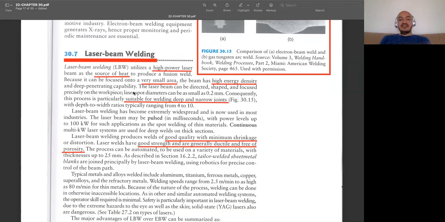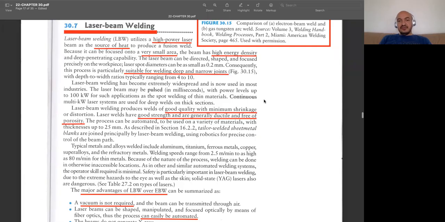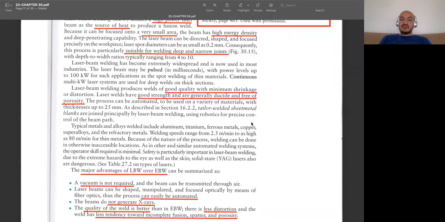And again, as in the case of EBW, electron beam welding, this is quite useful for deep and narrow welds. And the quality of the welds is quite good. Since the heat effect zone is less, we have minimum shrinkage, and the strength is again better. And we have ductile and less porous regions inside the weld.